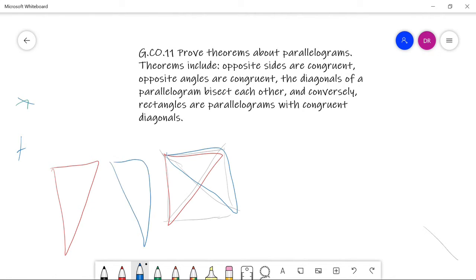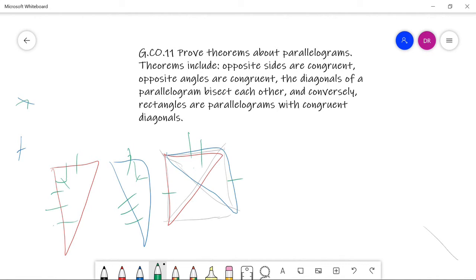We can say that these two segments are congruent because of the reflexive property, because they share that side. Then we can also say that these angles are congruent because in a rectangle, all four angles are right angles, and all right angles are congruent. Lastly, this segment is equal to this segment because opposite sides of parallelograms are congruent, and since a rectangle is a parallelogram, the opposite sides are congruent.